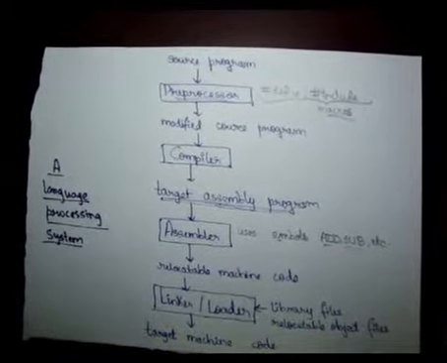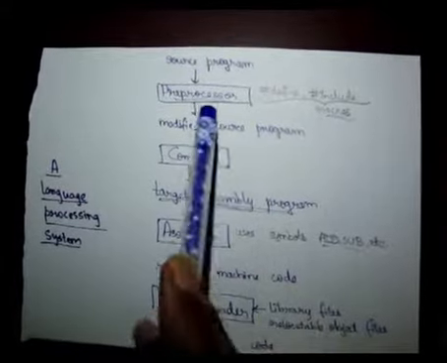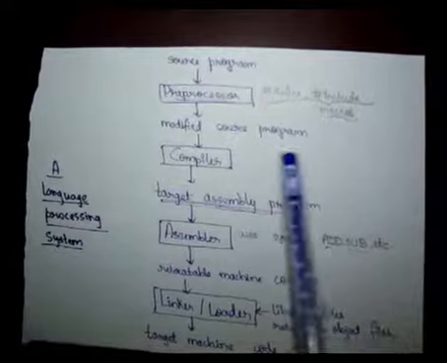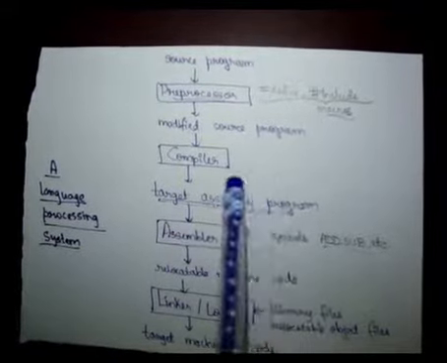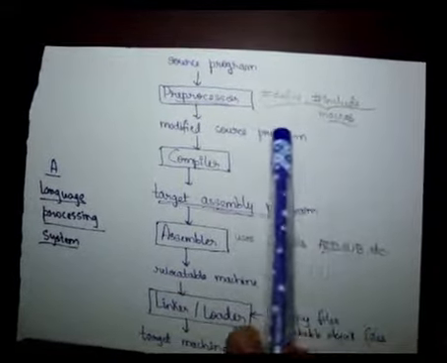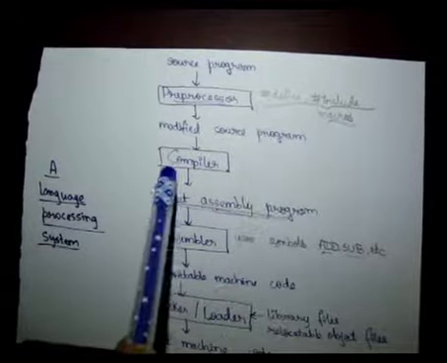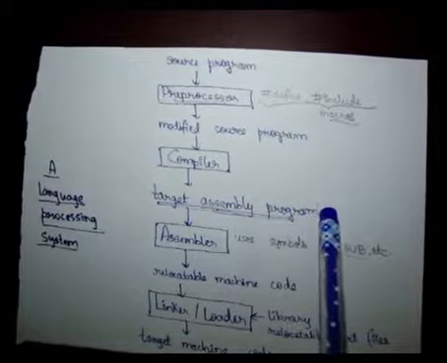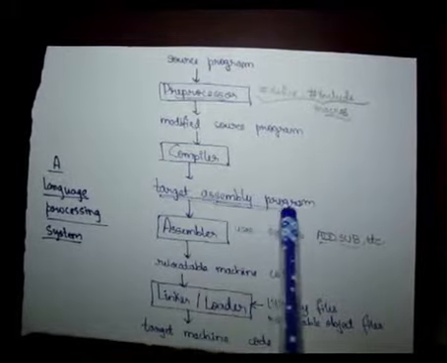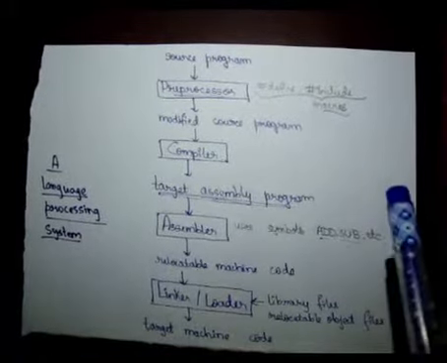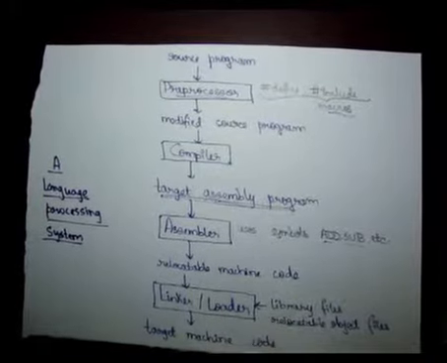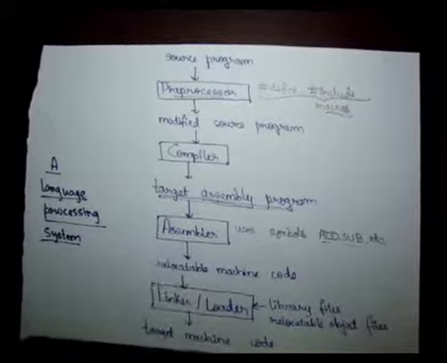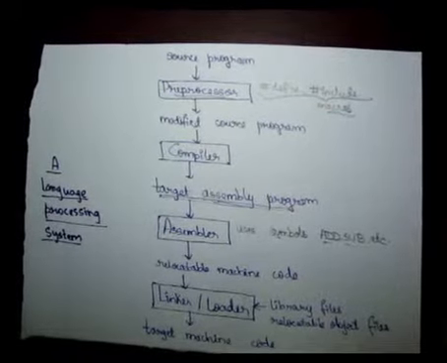The preprocessor is used to link all the modules together and get a modified source program. This modified source program is then fed into a compiler. This compiler generates a target assembly program, as an assembly language program is easier to write, and it is easier to debug, that is, to identify and remove errors.